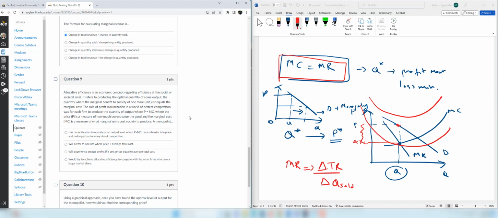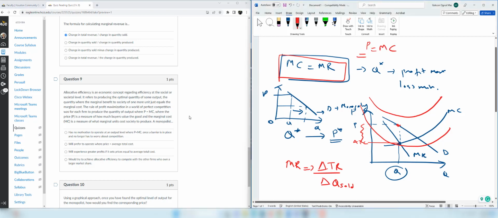Question 9. Allocative efficiency is an economic concept regarding efficiency at the social or societal level. It refers to producing the optimal quantity of some output, the quantity where the marginal benefit to society of one more unit just equals the marginal cost. The rule of profit maximization in a world of perfect competition was for each firm to produce the quantity of output where price equals marginal cost. Remember, price was representing marginal revenue, and marginal cost is the cost of producing an additional unit. So a monopolist is not going to sell at this price because monopolists can prevent the competition. If there is no competition, price rises above marginal cost.